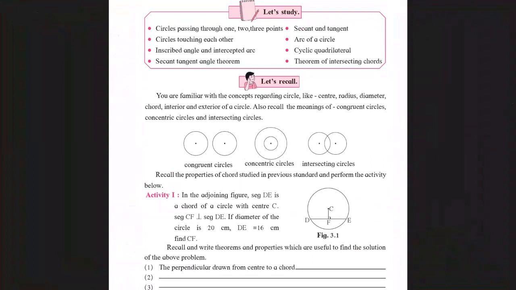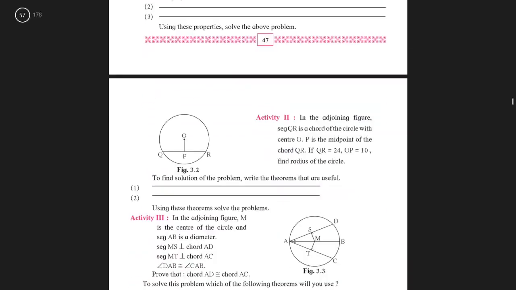Next, concentric circles. Circles which have the same center are called concentric circles. Intersecting circles are circles which have got more than one common point. So they intersect at more than one common point, and that's why they are called intersecting circles.